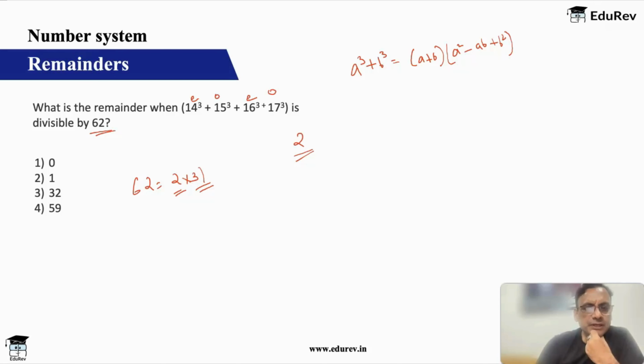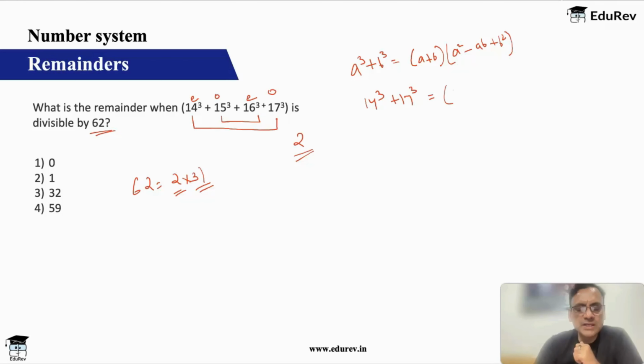And if you see carefully, 14 plus 17 is 31. 15 plus 16 is also 31. So I should group them. So I should have 14 cube plus 17 cube. This will be divisible by 14 plus 17. Similarly, 15 cube plus 16 cube will be divisible by 15 plus 16 into something else.